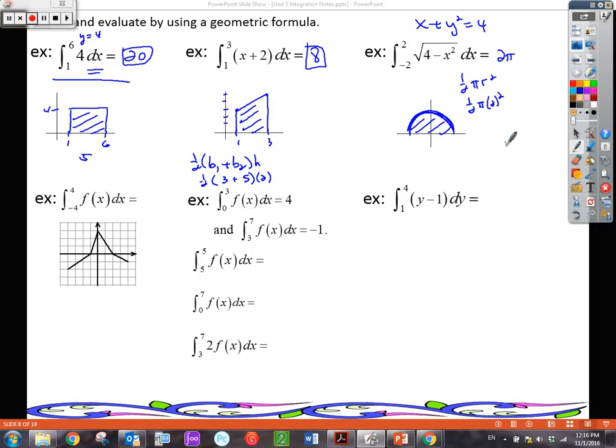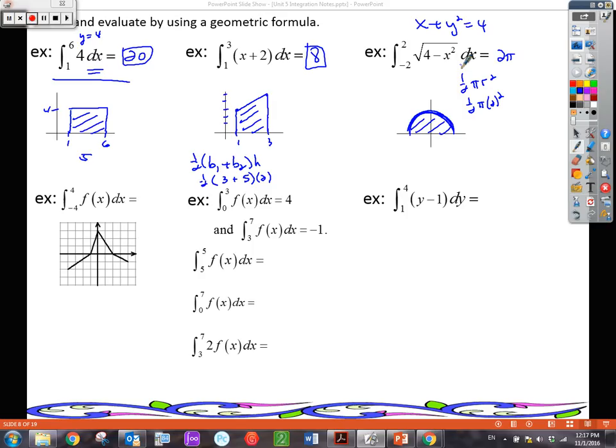So then we need to just recognize, if I'm integrating a radical of 1 minus x squared, that's just a semicircle with radius 1, right? So we just need to recognize that. That's something on our list.